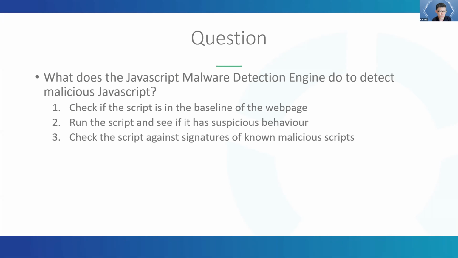For 1, check if the script is in the baseline of the web page, this is what our existing content and integrity engine does. And for 2, run the script to see if there's suspicious behavior, this is what our upcoming engine that we are still building, which we currently call the dynamic behavior engine, will try to do. So all these engines can be used together to try to detect malicious JavaScript, but they do it in different ways.